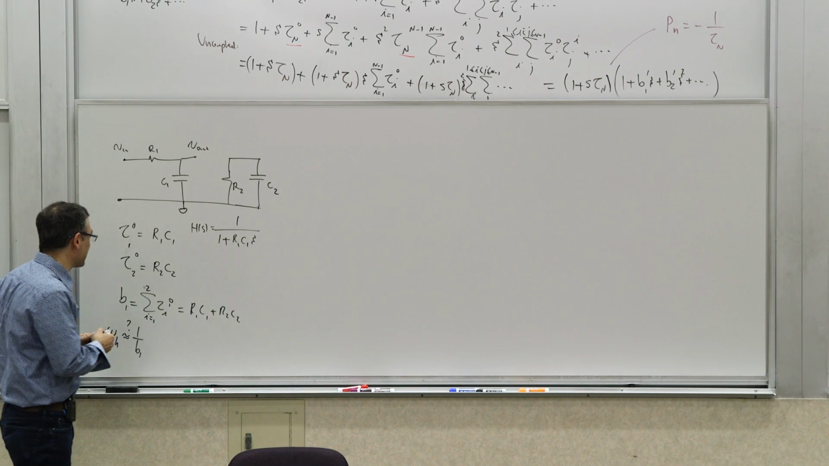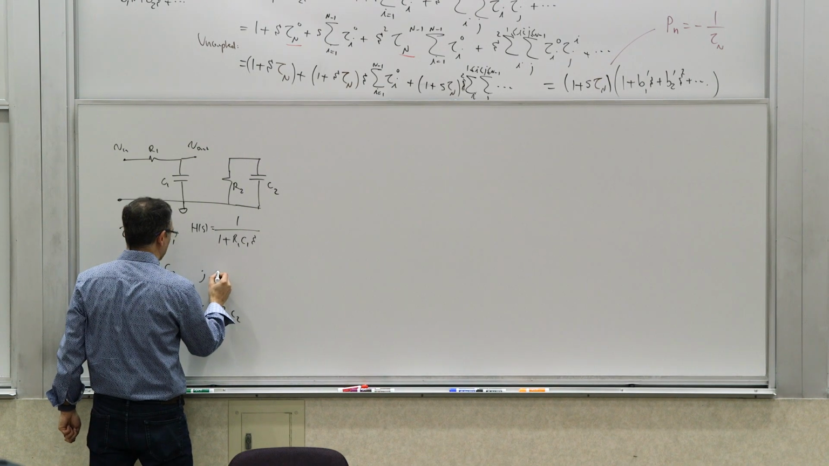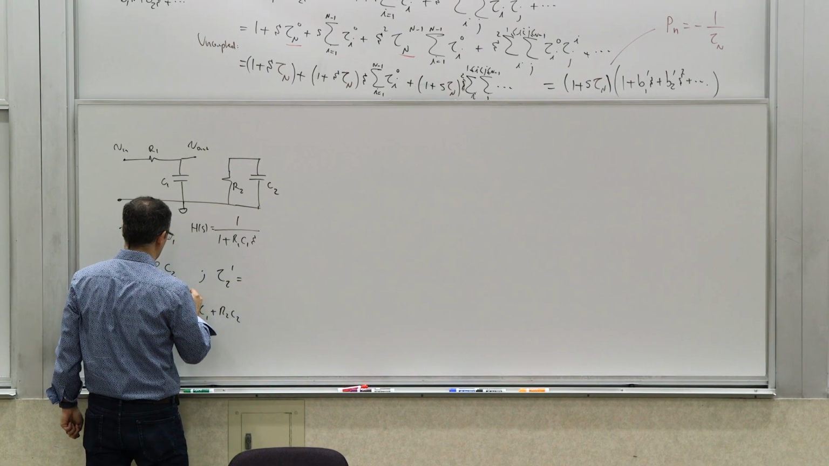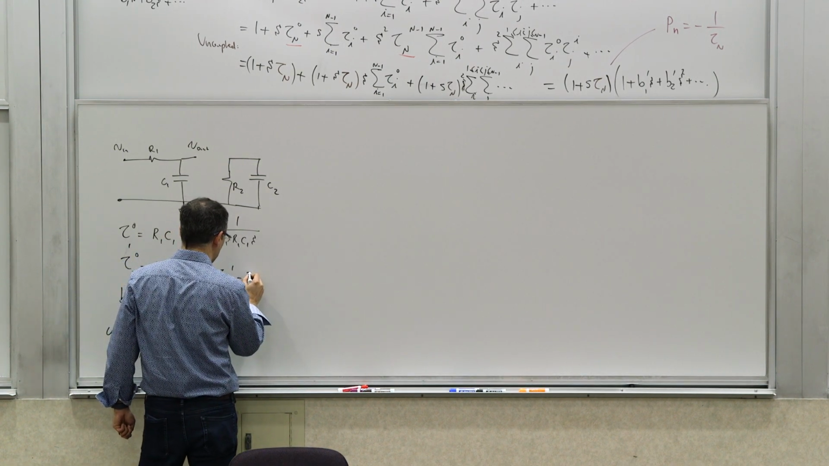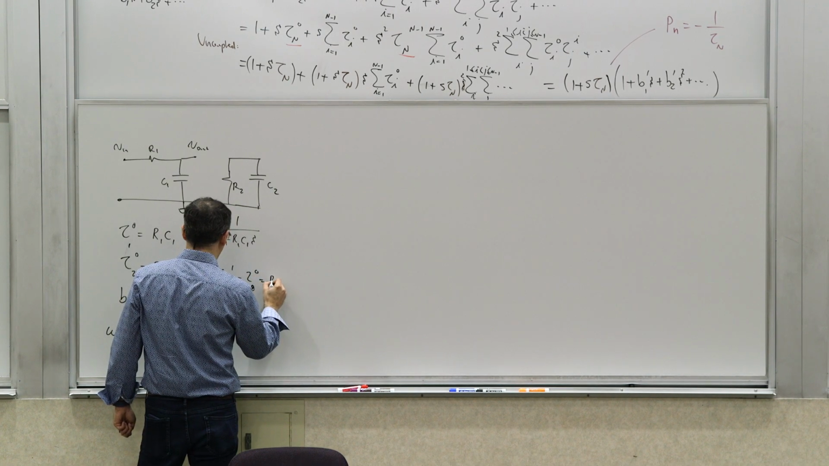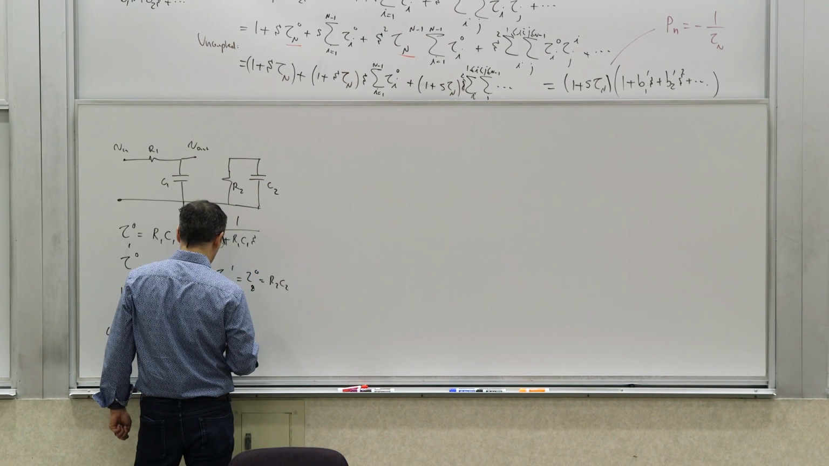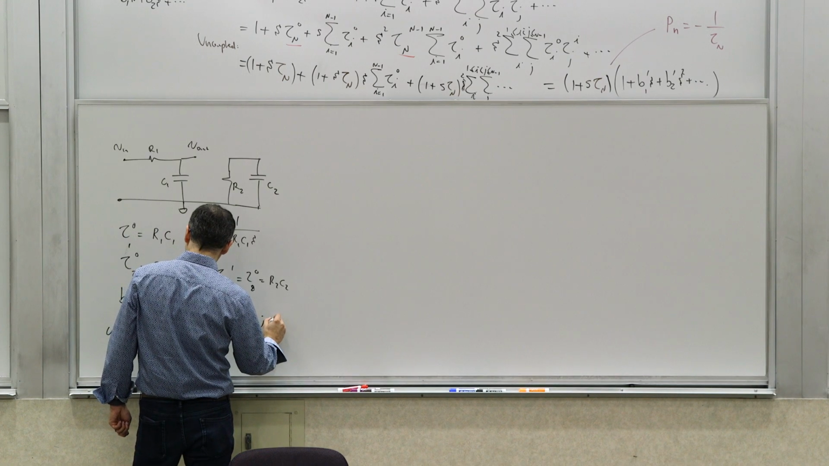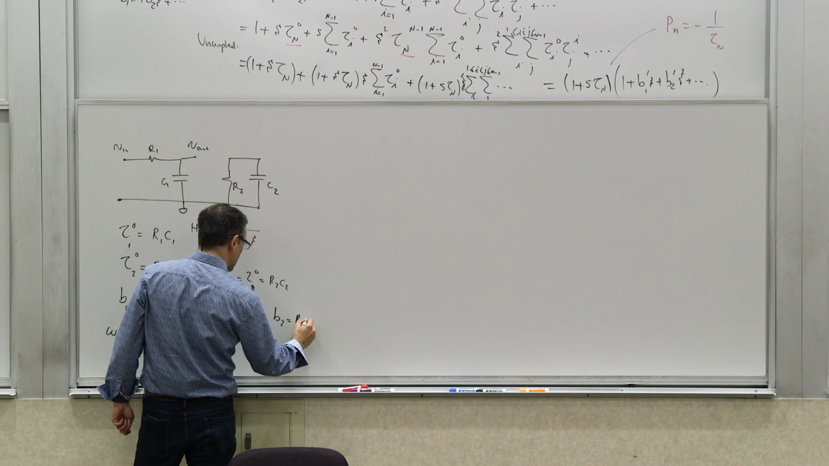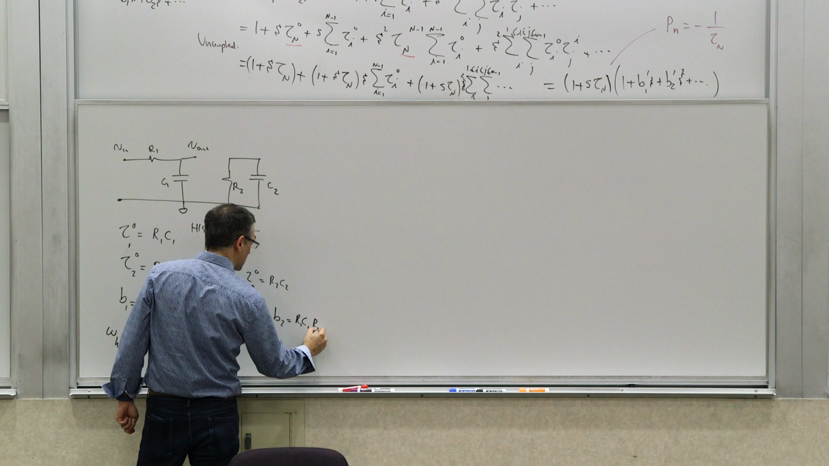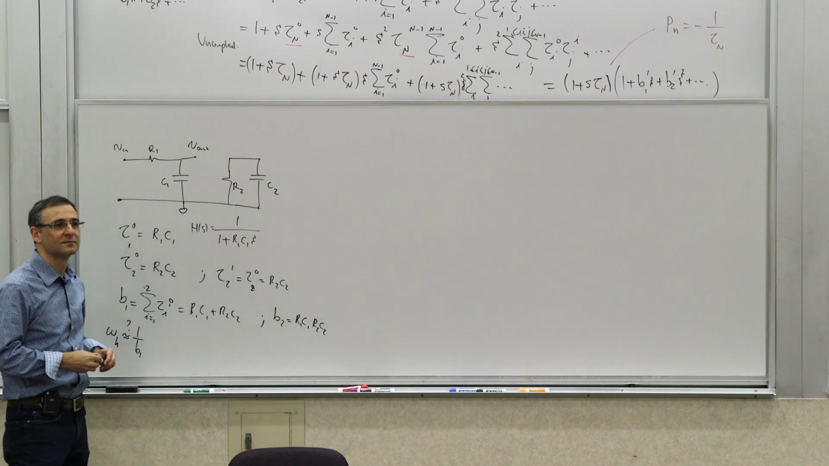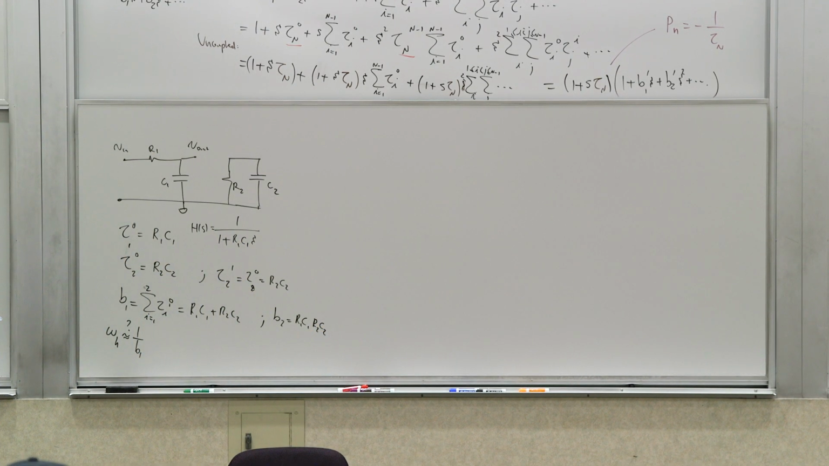But also, if you think about it, there's actually a B2, because there's now, for example, a tau 2,1, which is also equal to tau 2,0, which is also R2 C2. So it also claims that there's a B2, which is R1 C1 R2 C2. So what's the problem? What's happening? Is the method wrong? Did something happen?